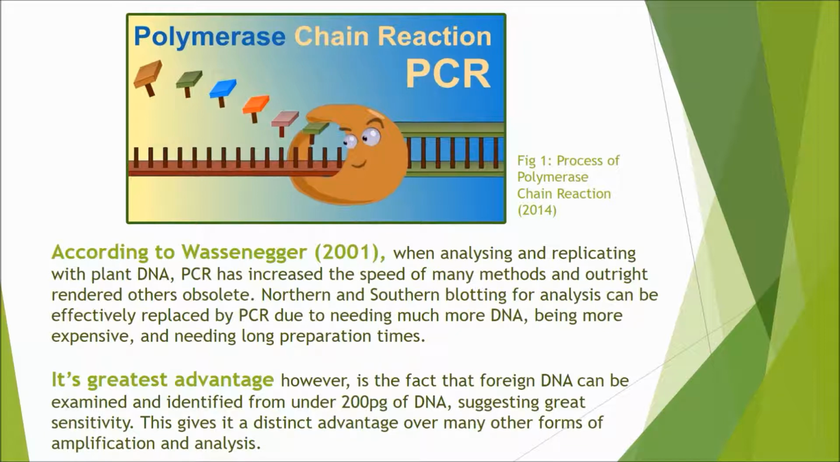Northern and southern blotting for analysis can be effectively replaced by PCR due to needing much more DNA, being more expensive, and needing long preparation times. Its greatest advantage, however, is the fact that foreign DNA can be examined and identified from under 200 picograms of DNA, suggesting great sensitivity. This gives it a distinct advantage over many other forms of amplification and analysis.